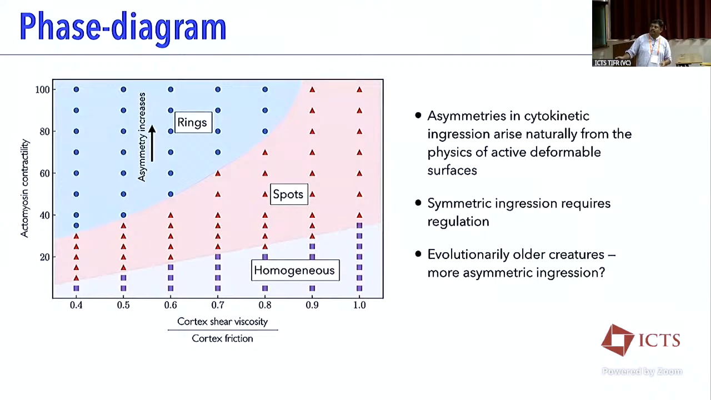In a plane of the contractility and some length scale associated with viscosity and friction, there are homogeneous patterns, spot-like patterns, and ring-like patterns. And at the onset of the ring-like patterns, you get patterns which are very symmetric. As you increase the contractility, the symmetry breaks and you get more and more asymmetric ingression.